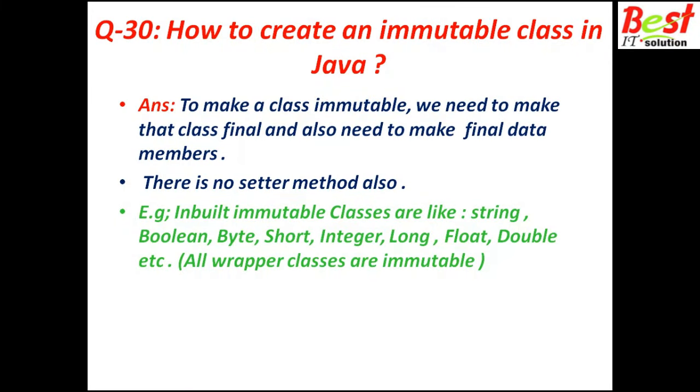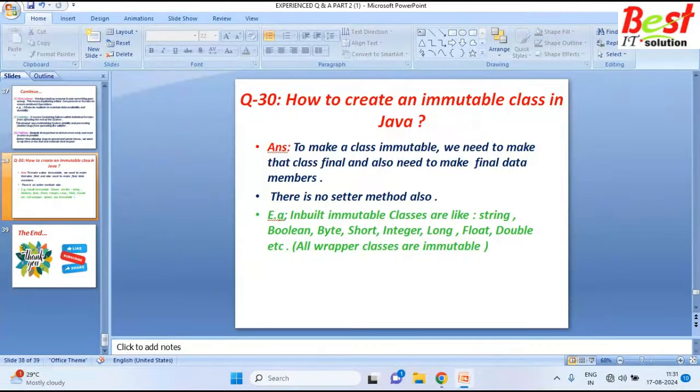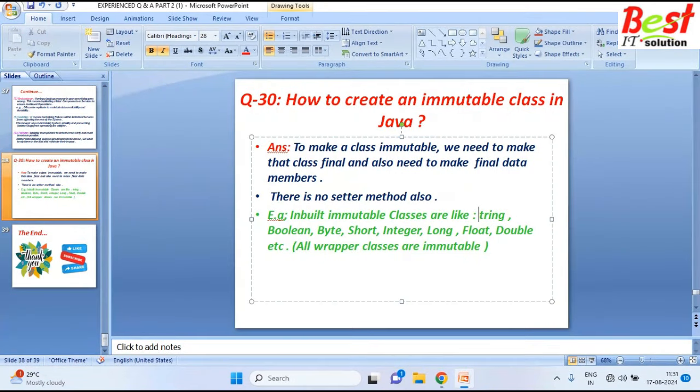Inbuilt immutable classes in the JVM are all the wrapper classes. We can say String, Boolean, Byte, Short, Integer, Long, Float, Double. These are all immutable classes. String is also an immutable class.